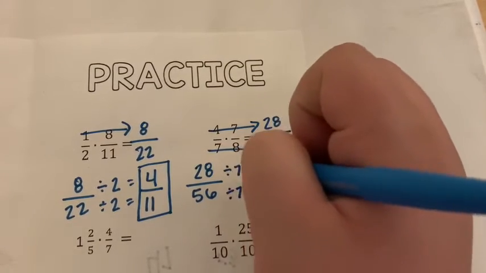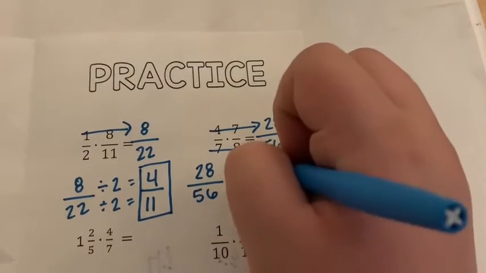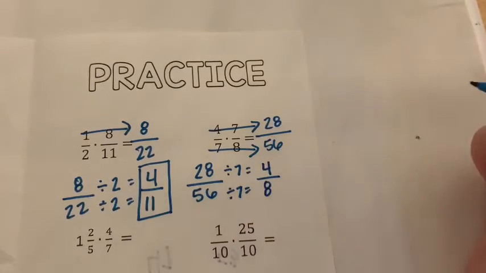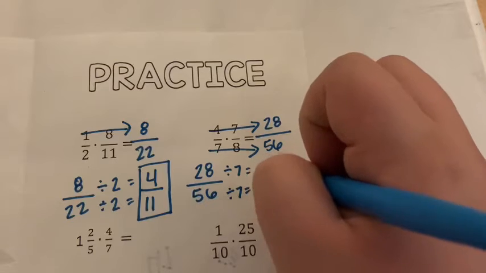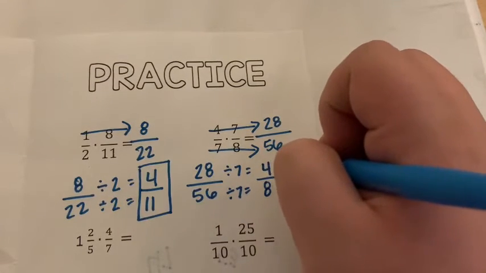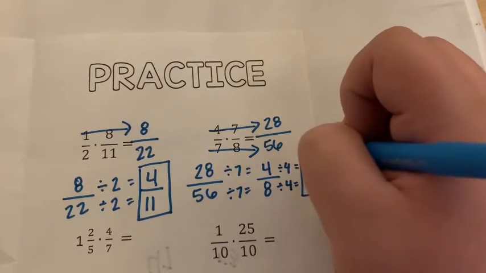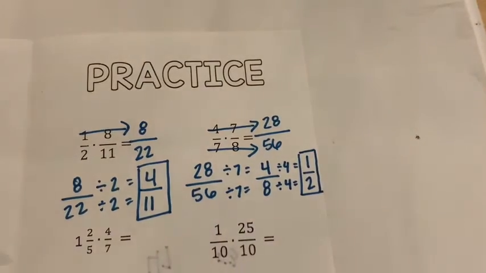What's 28 divided by 7? 4. And 56 divided by 7? 8. And then those are both divisible by 4. So it is 1/2.